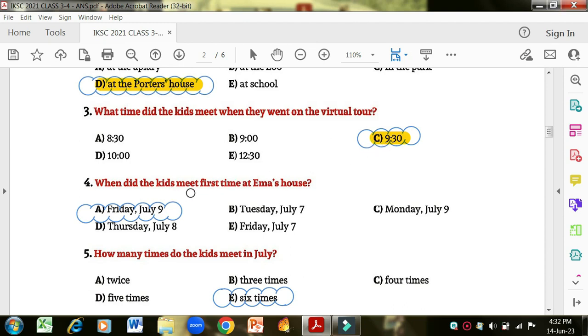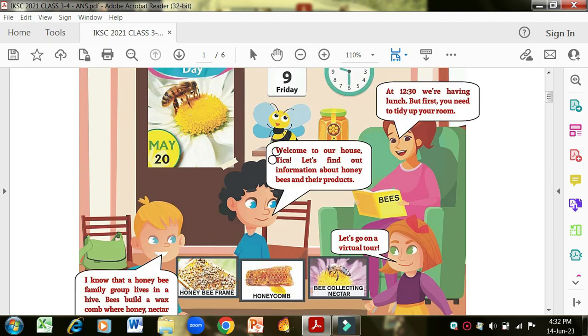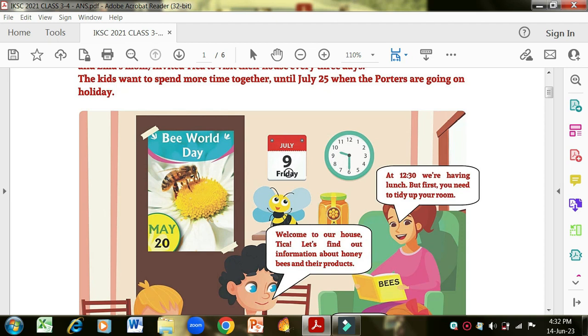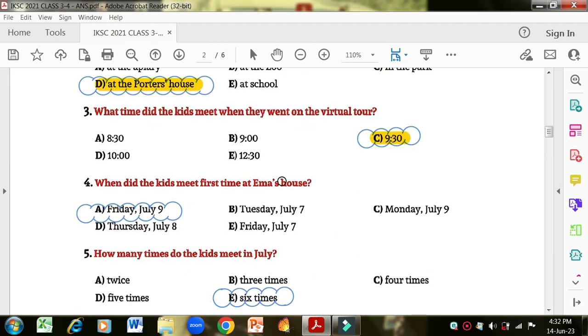When did the kids meet first time at Emma's house? Now here you can see the calendar is here, July 9th, Friday. So July 9th, Friday is the answer.